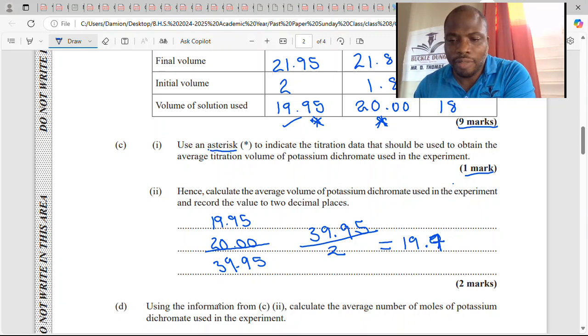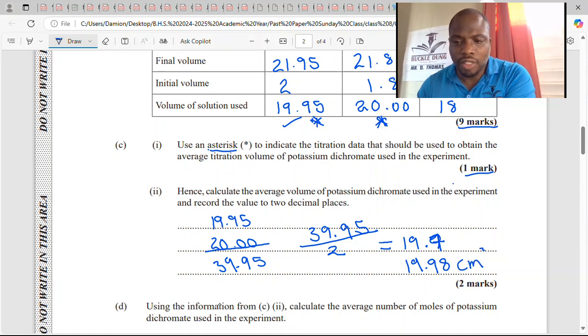Sorry about this. Let me write it properly. It's 19.98, and everybody can check. So says everyone. And we don't want to leave out the units. So centimeter cube, because it's a volume, right?